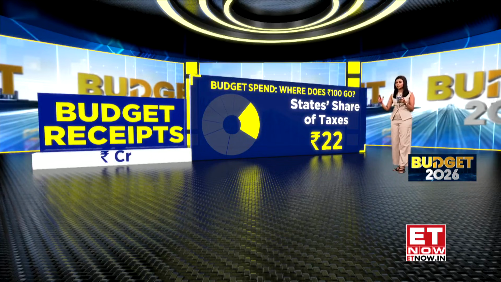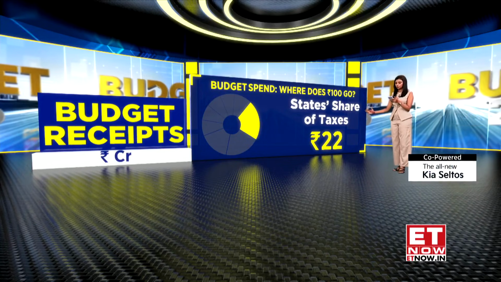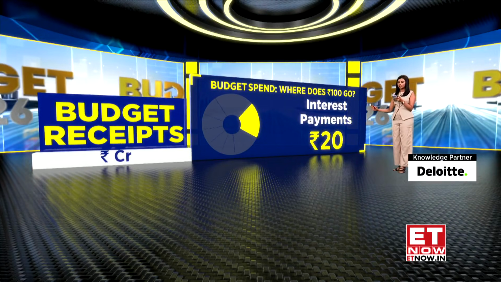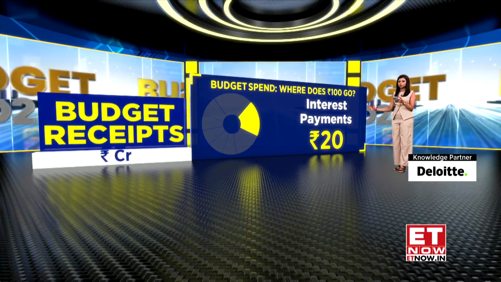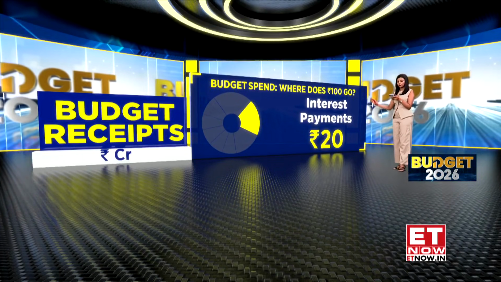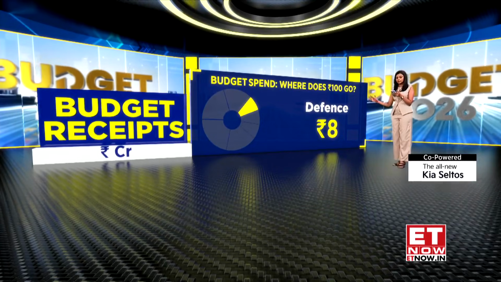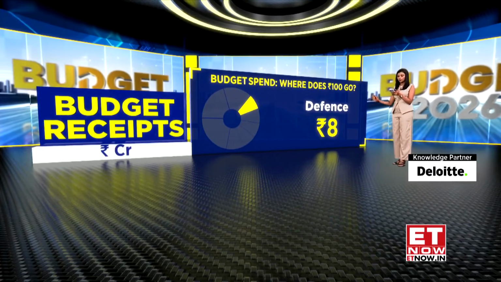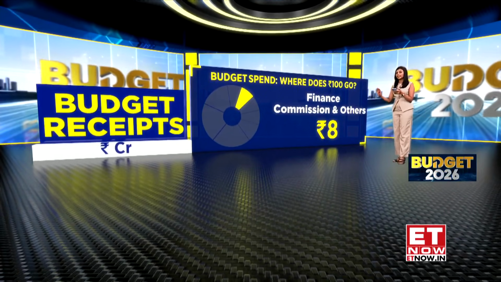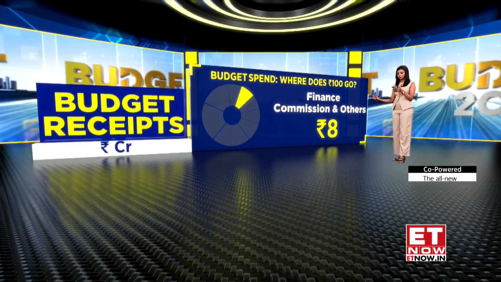On the flip side, if the government is spending 100 rupees, then 22 rupees out of that goes towards states' share of taxes and duties, 20 rupees goes for interest payments, and 16 rupees makes up central sector schemes, excluding defense, and major subsidies are part of this. Defense spending is 8 rupees out of the entire 100 rupee pie.